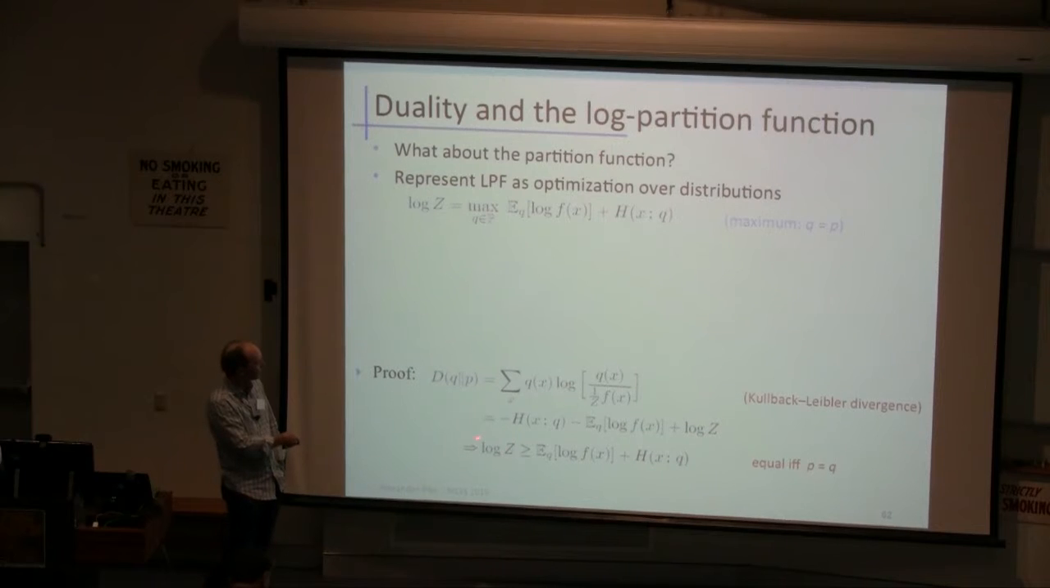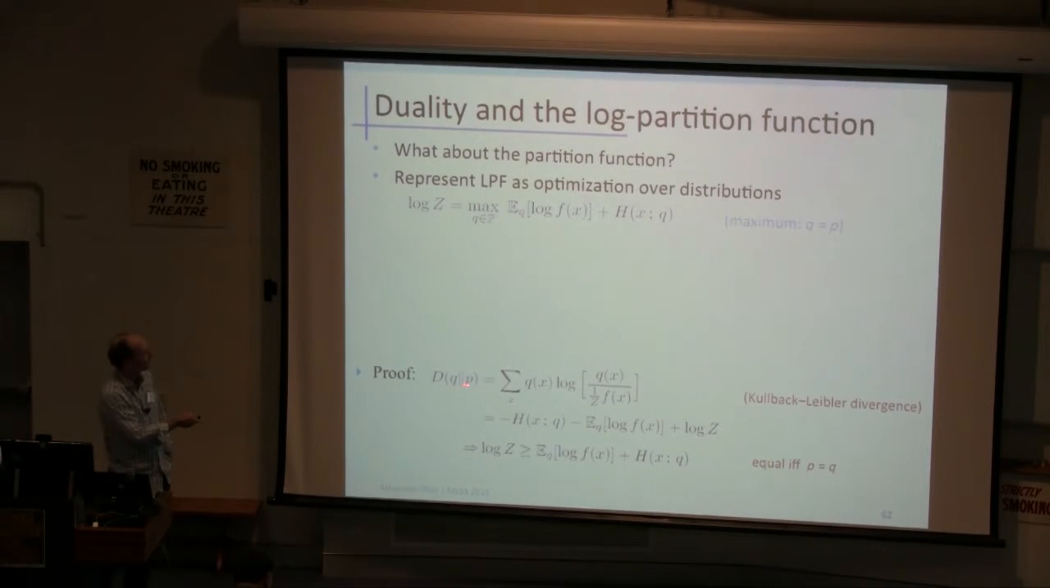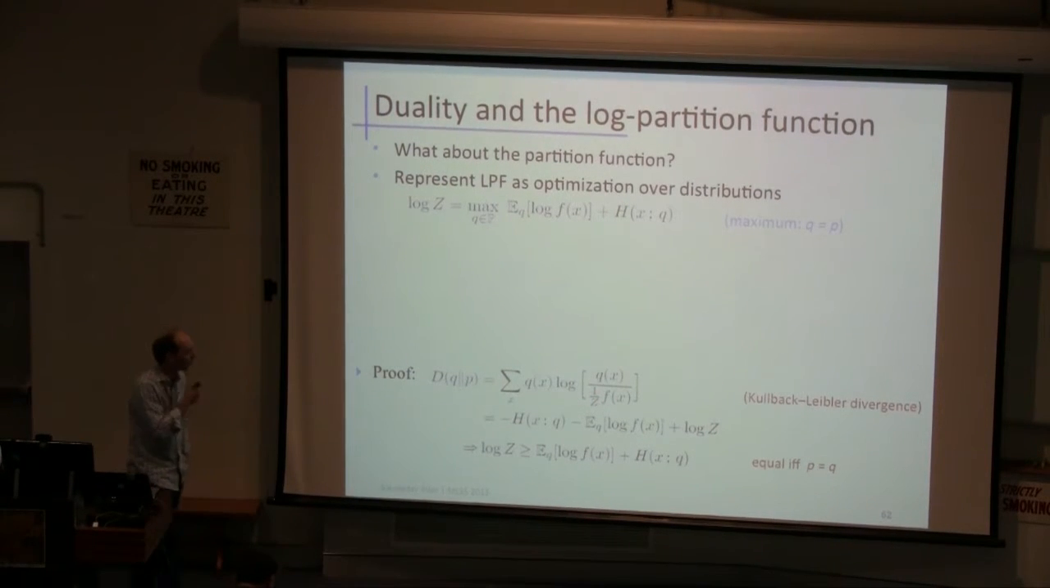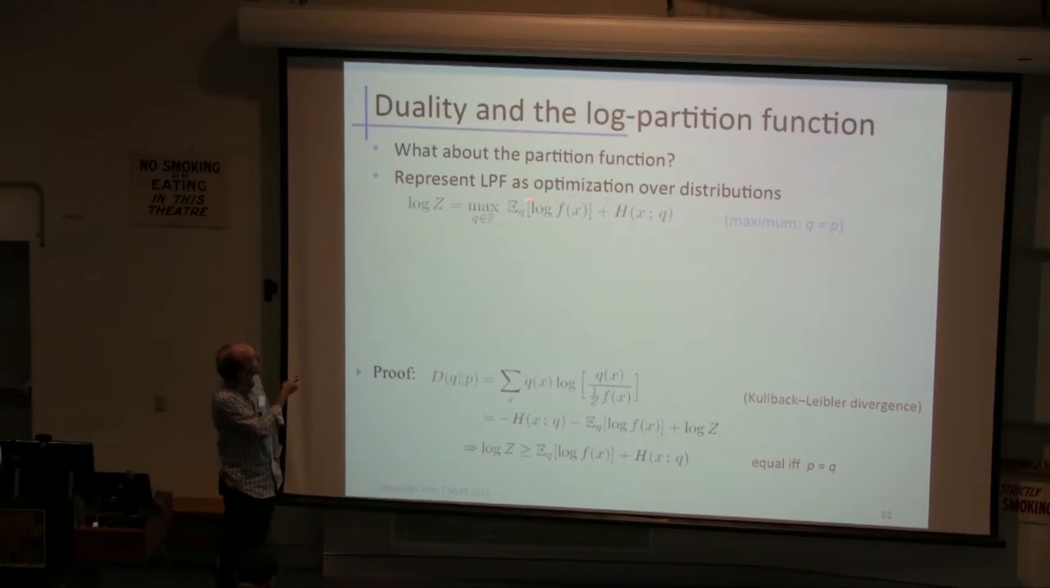We find that the log partition function is always larger than the expected value of log F plus the entropy. And this divergence will be 0 if and only if Q and P are the same almost everywhere. So in fact, this inequality will hold with equality if Q is equal to P, meaning Q equals the normalized version of our model F. So this gives us now a variational form for the partition function, an optimization over distributions. And just to compare it with the maximization, right, maximization only had this expected value of log F.